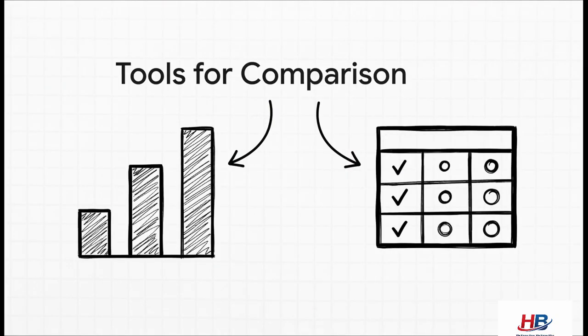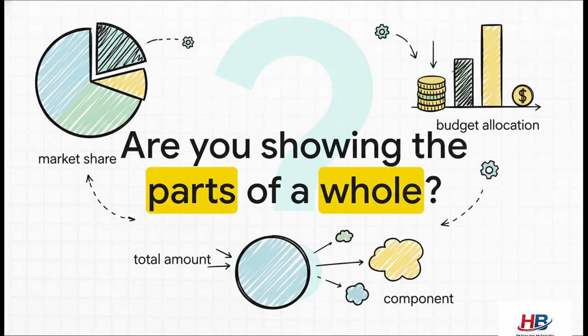Seriously, there's a reason it's so popular. Our brains are just amazing at comparing the lengths of bars. It's super fast, super easy. Now, quick pro tip, if the exact numbers are what's really important, like down to the dollar, don't be afraid to just use a clean, simple table. Sometimes the clearest tool is also the simplest. All right, let's try another one.